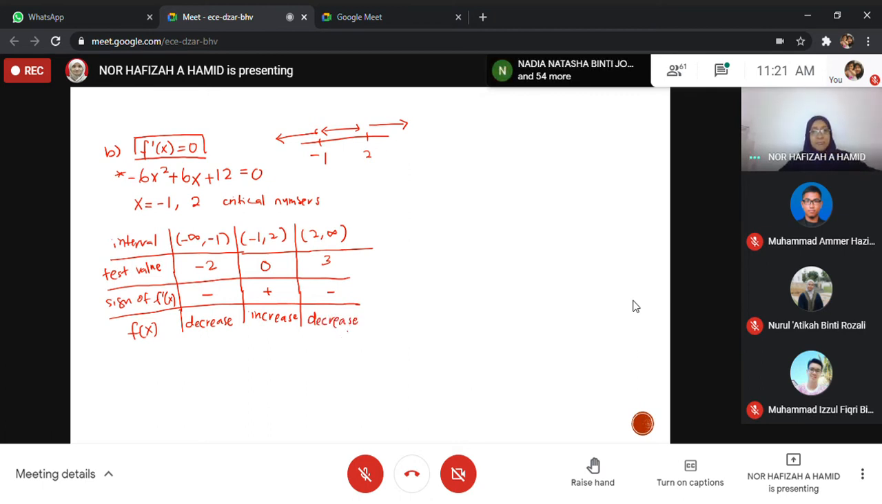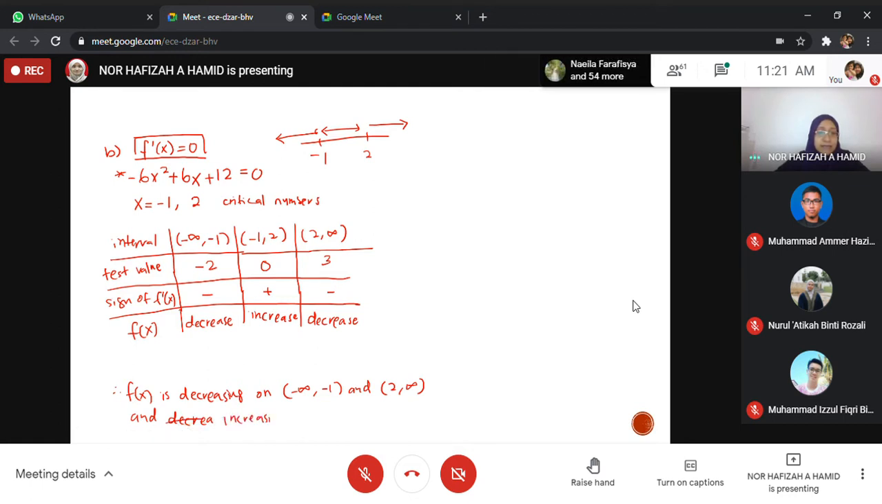So you can conclude f(x) is decreasing on negative infinity to -1 and 2 to infinity, and increasing on -1 to 2. So this is your interval of increase and decrease.